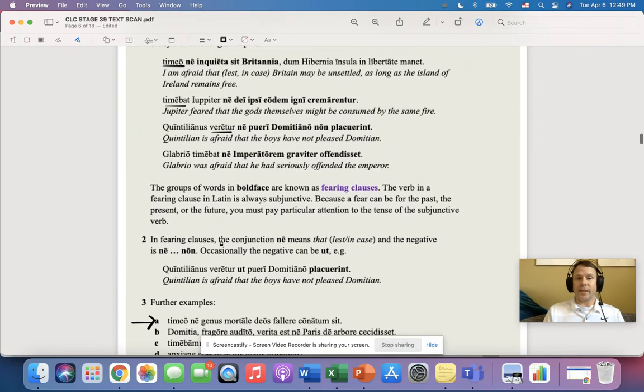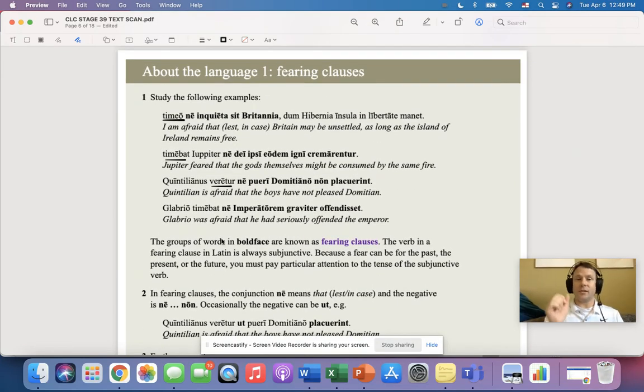All right, so again, fear clauses. They look like purpose clauses or indirect commands, but they're introduced by a fear verb. And then what's that really big thing about ut and ne? In your own words, tell me what's that really big thing that we need to remember about ut and ne? That's right. That the ut and ne are flipped. They're flip-flopped. Good. Good luck.